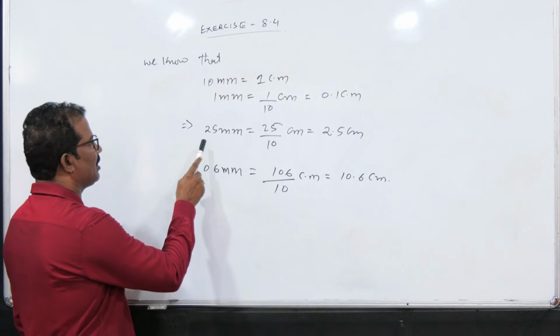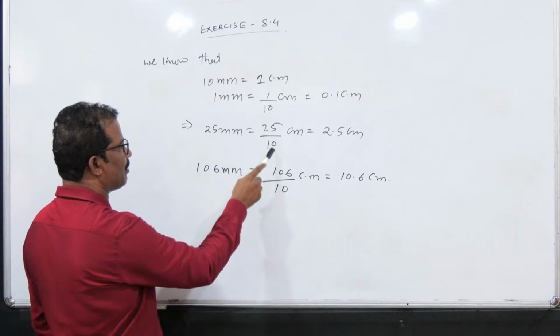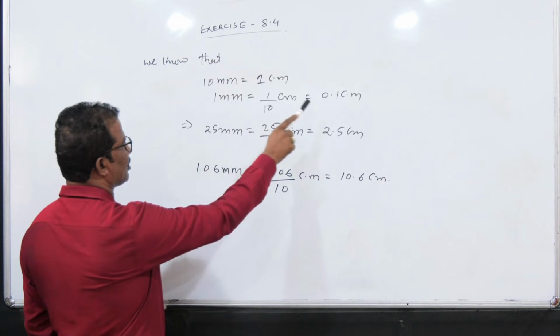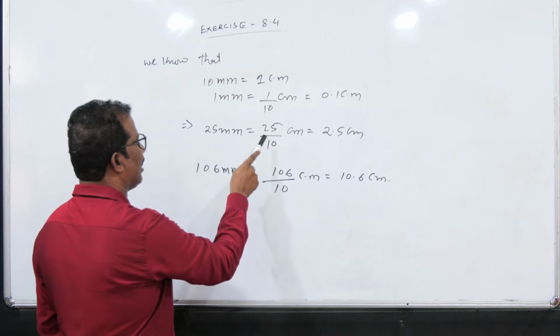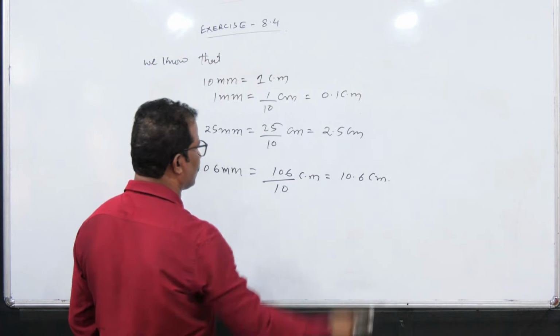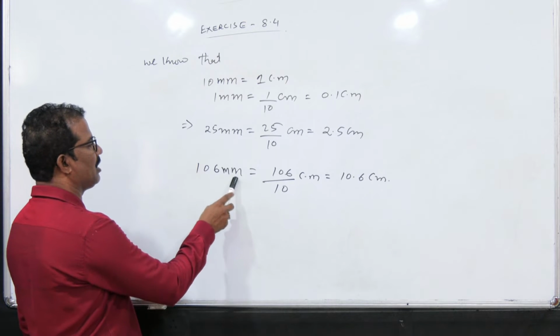So one more example here, 25 millimeter. So 25 millimeters is equal to 25 by 10 centimeter now. That means conversion of millimeter into centimeter means we have to divide by 10. And if you divide 25 by 10, we will get 2.5 centimeter. Understand all of you?